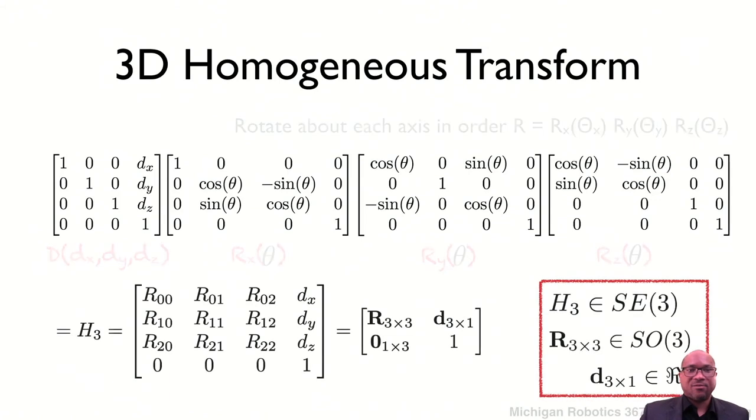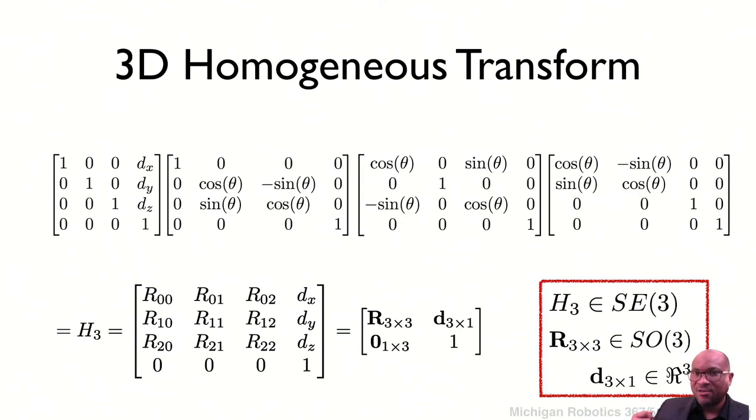If we multiply all of those together, we'll end up with this 3D homogeneous transform, such that what we now have is something that exists in the special Euclidean group 3, which is the same thing as SE2, special Euclidean group 2, but now in three dimensions. We should note that our rotation is now a 3x3 rotation that is orthonormal, so it is an element of SO3, and that our translation is now a real vector in R3, and so that's going to be the form of the matrix that we're looking at.